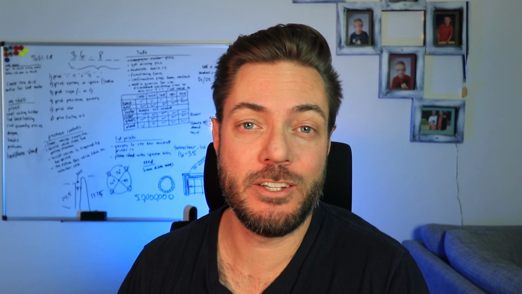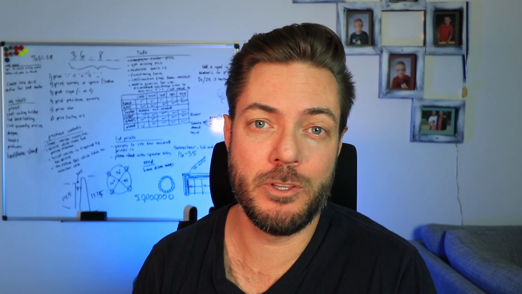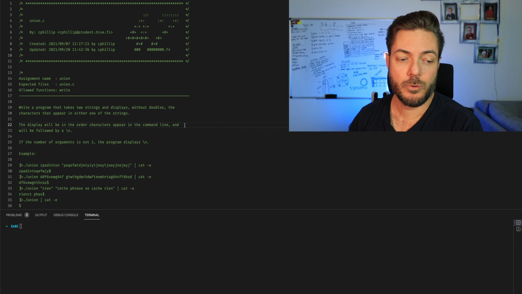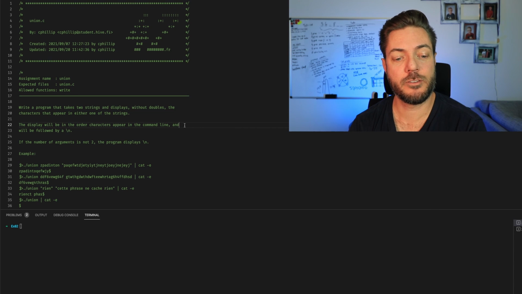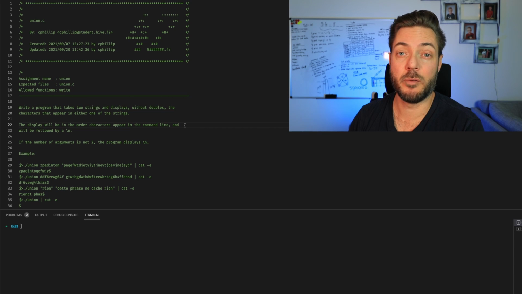Today's video we're looking at union. Now the method we're going to use in this program is the same that we use in inter. If you haven't seen that video, check it out up here. Write a program that takes two strings and displays without doubles the characters that appear in either one of the strings. If you remember back to inter, we were just writing out the characters that appeared in both of the strings.